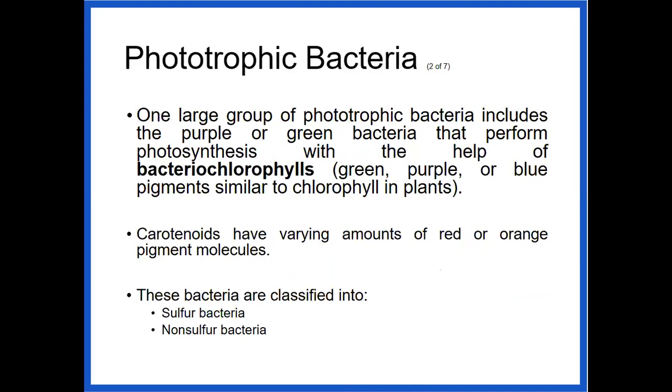So one large group includes purple or green bacteria. So ito yung mga first na mga organisms na nag-help create ng oxygen environment sa Earth. So you have bacteriochlorophylls. So they're similar to chlorophylls in plant, pero hindi the same, pero similar lang. Carotenoids, so they have varying amounts of red or orange pigment molecules. So it's classified into sulfur bacteria and non-sulfur bacteria.